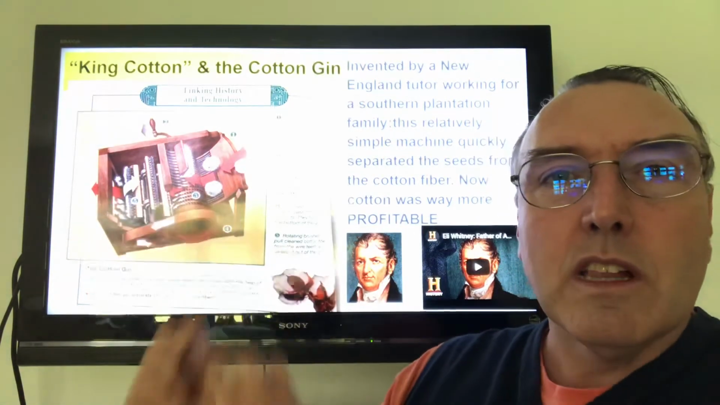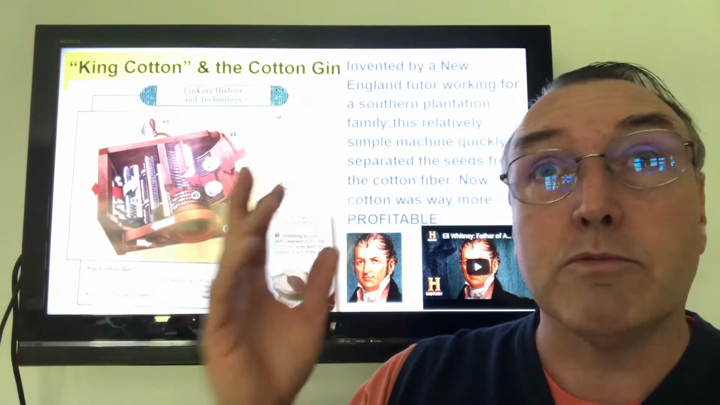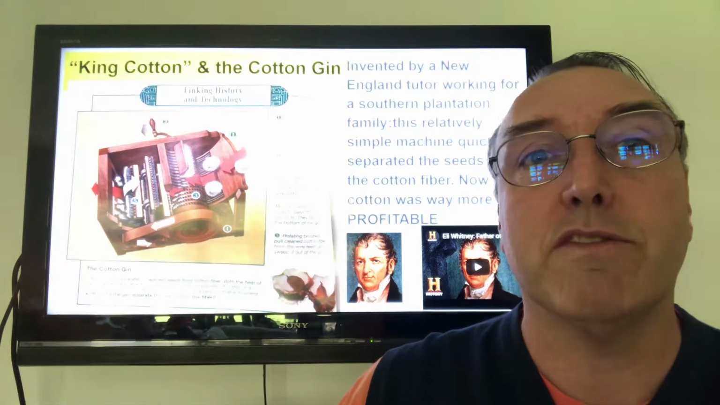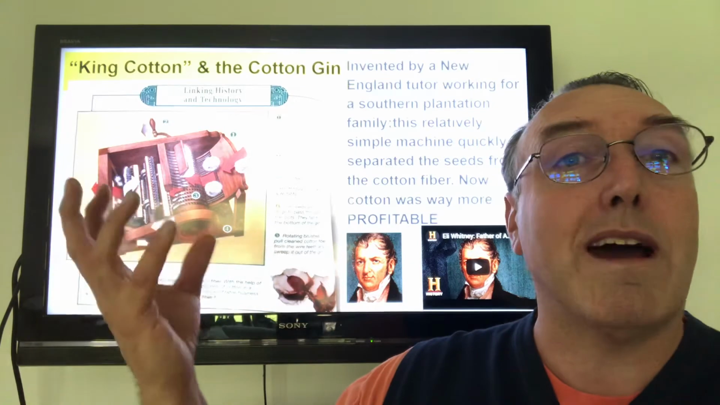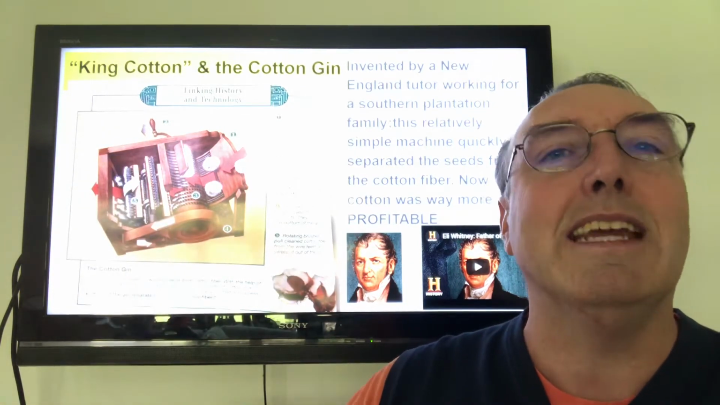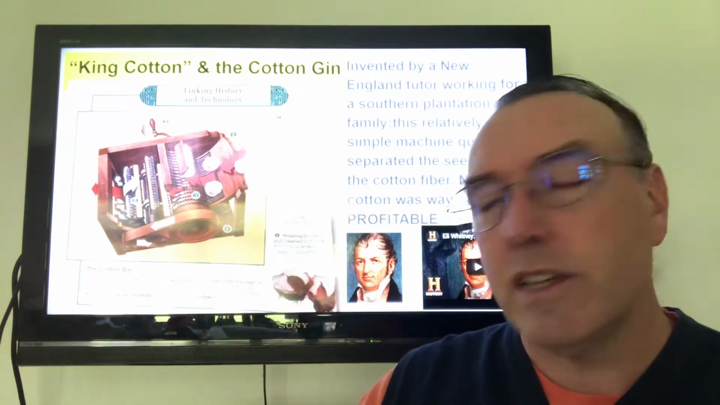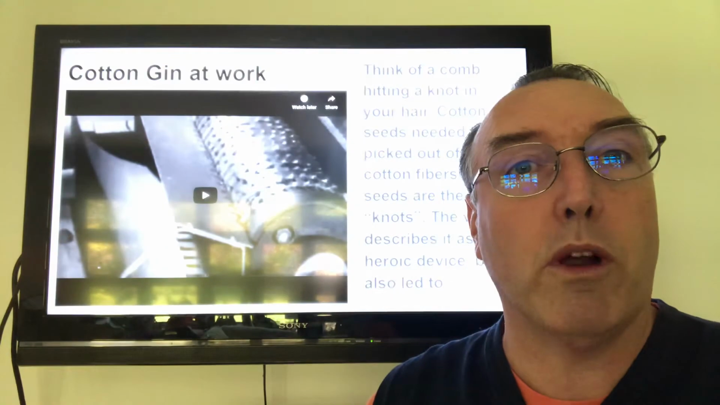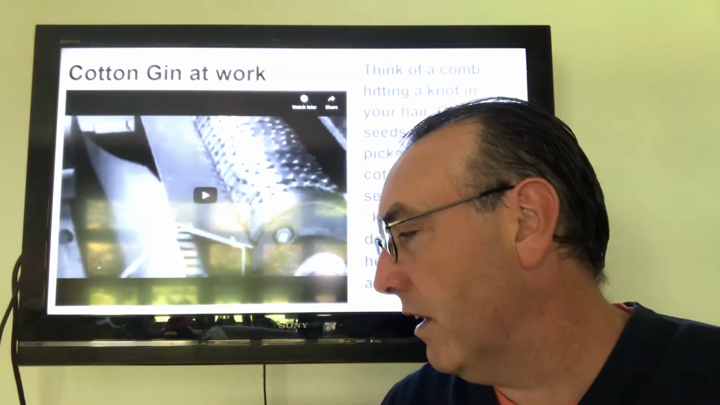And this little gadget, invented by a New England school teacher who was down working as a tutor for a wealthy plantation family in the South, came up with what they call the cotton gin. That's short for cotton engine. This little machine is going to separate the seeds from the cotton fibers, which is the part you wanted. Got a quick little video. We'll watch a minute of it here.